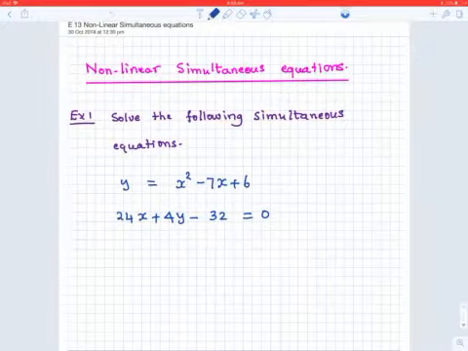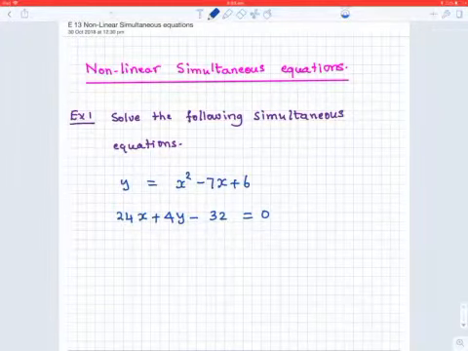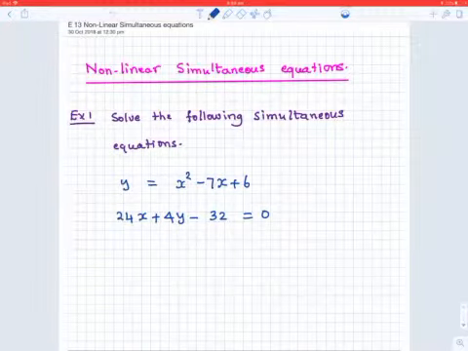Hello and welcome. Today we are going to solve simultaneous equations involving non-linear equations. So one may be linear, the other may be non-linear, maybe quadratic. Okay, so we are going to do the following question.